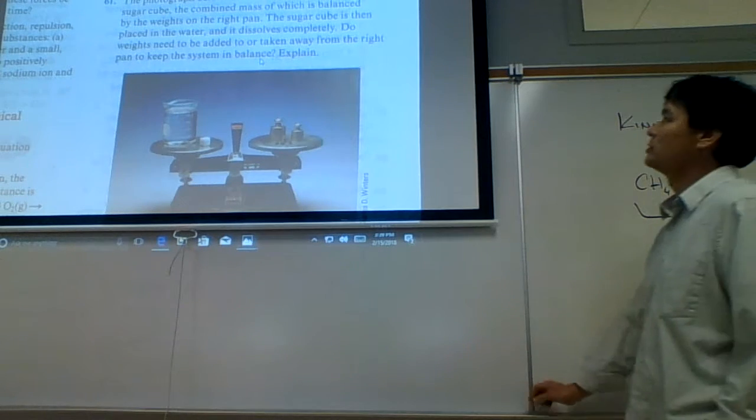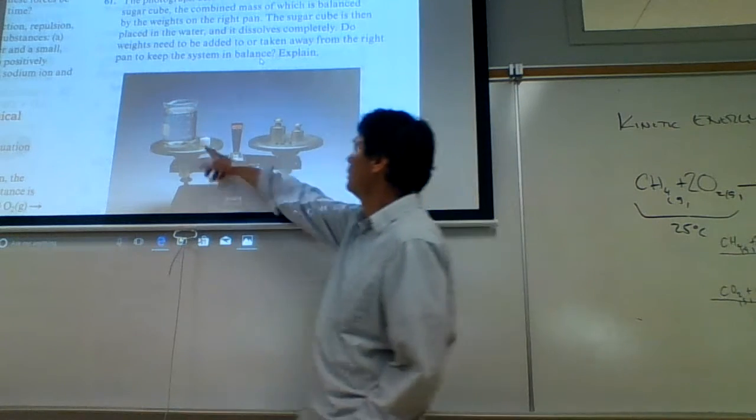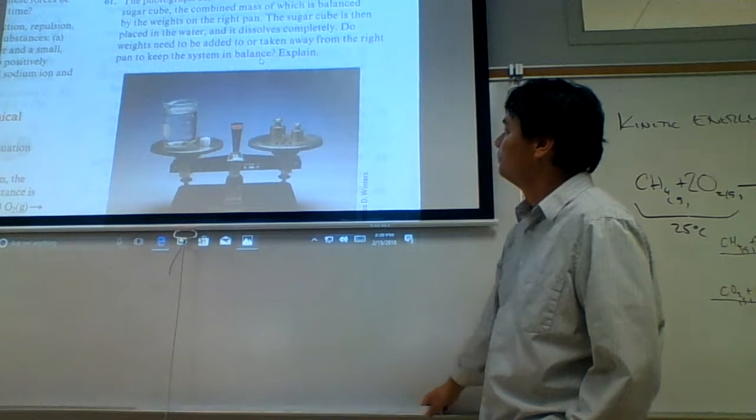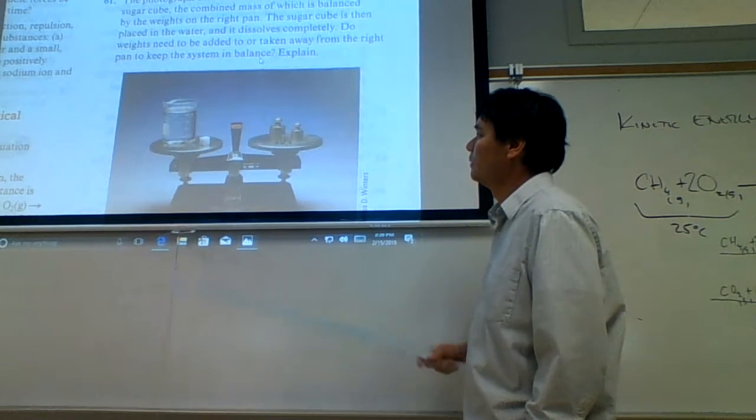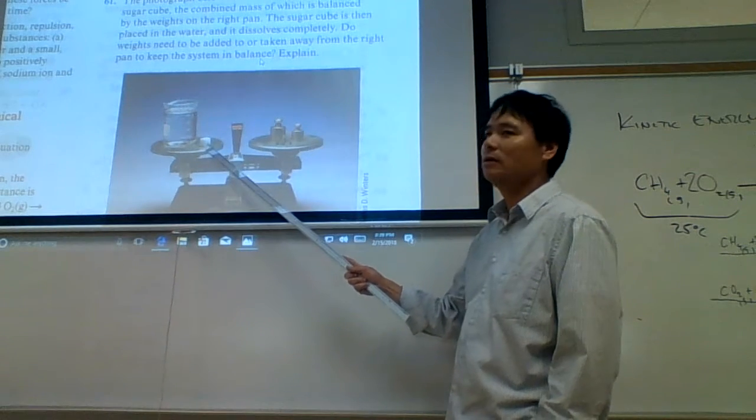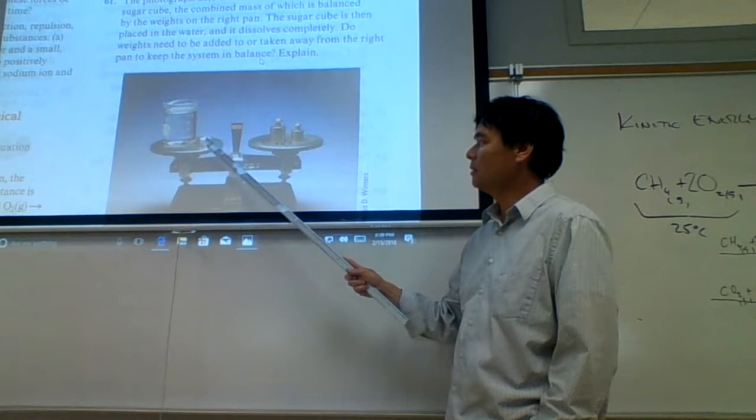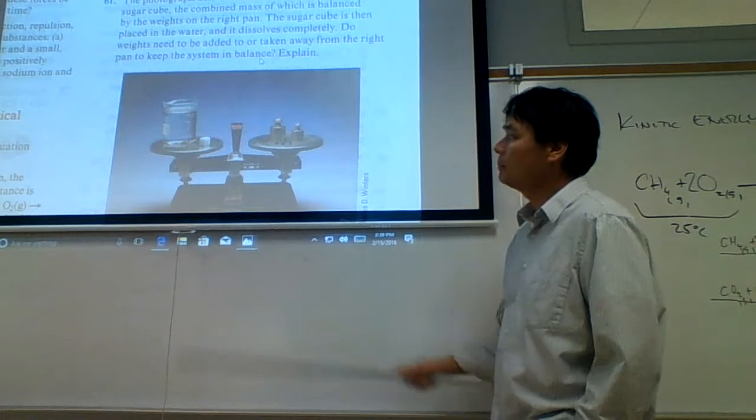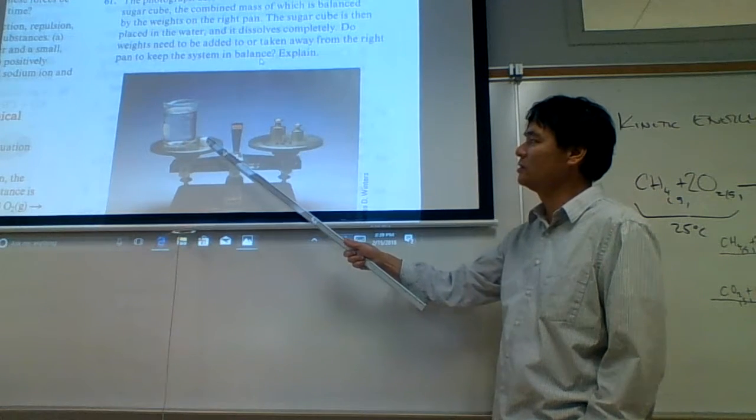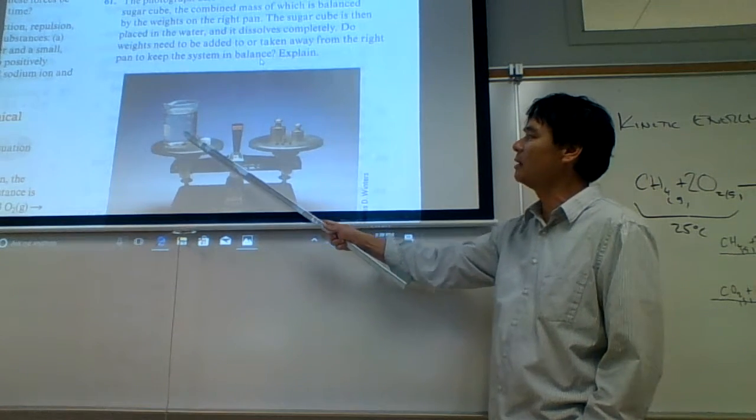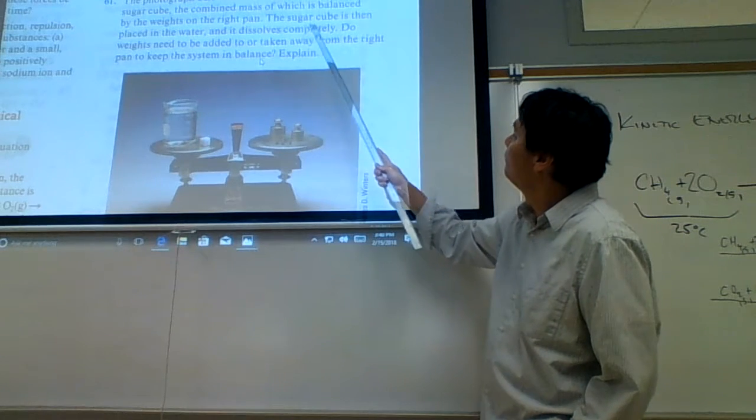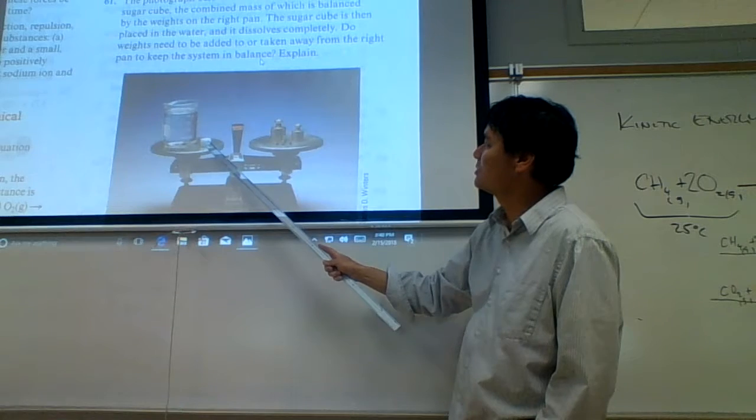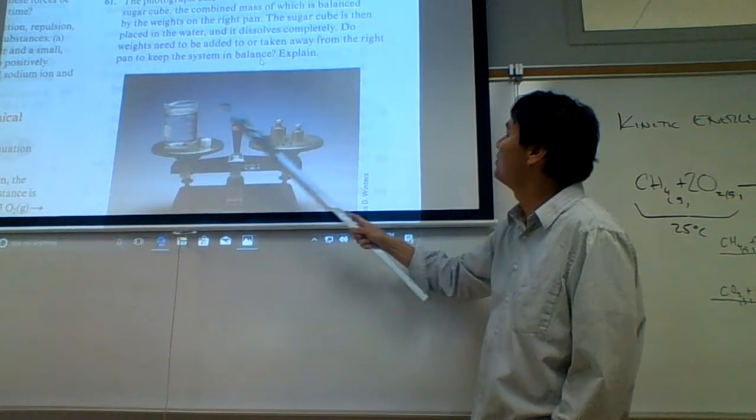The photograph below shows a beaker of water. These are beakers here, with this cup, and a sugar cube. So this is a sugar cube. Is that one single crystal? No, that's a whole bunch of tiny crystals put together in a cube shape like that. If this were a single crystal of sugar, it would be as transparent as that. Okay. The sugar cube is then placed in the water and it dissolves completely. So if you take this sugar cube, put it in water, it dissolves completely.